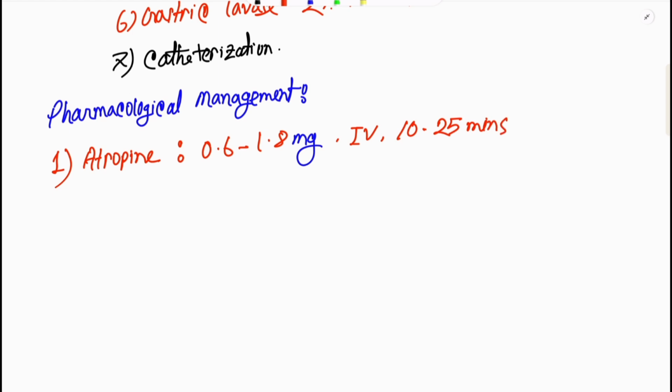Why is it not given quickly? Because if we give atropine quickly, that will rapidly block our M2 receptor on the heart. So the parasympathetic activity on the heart is totally lost, and sympathetic activity will lead to tachycardia and hypertension that may cause sudden death of the patient.